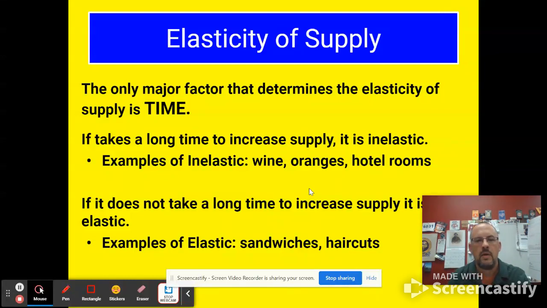elasticity of supply. Basically, if it takes a long time to produce, like say oranges, I have to plant trees, wait for the trees to grow, and then I can harvest the oranges. Or if I wanted more hotel rooms, I'd have to build a new hotel. That takes a long time, so we would say that's inelastic supply because I can't do it quickly. If I can do it quickly, it's elastic.